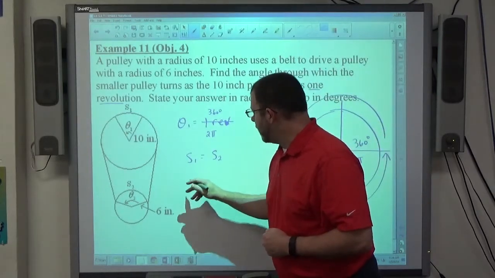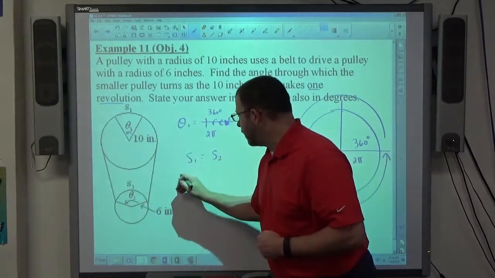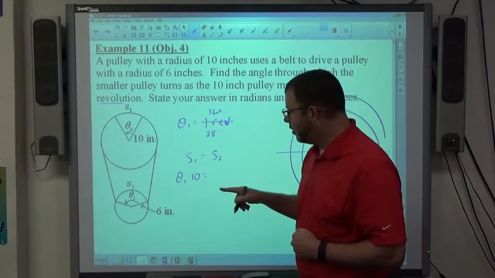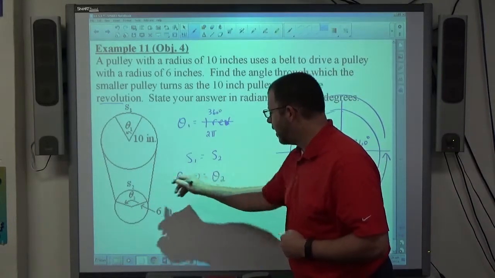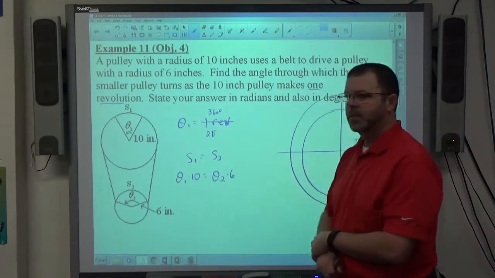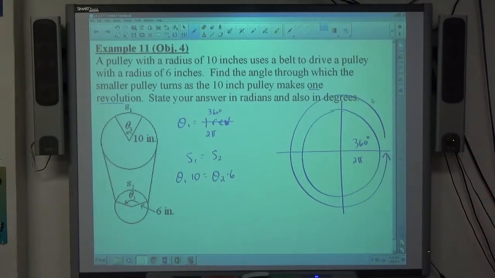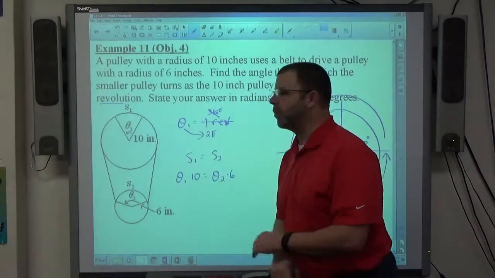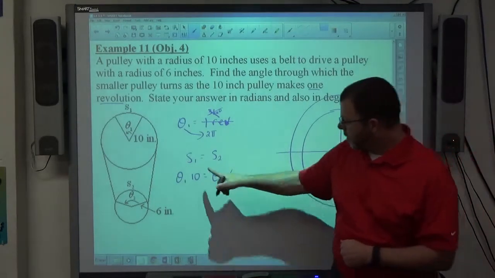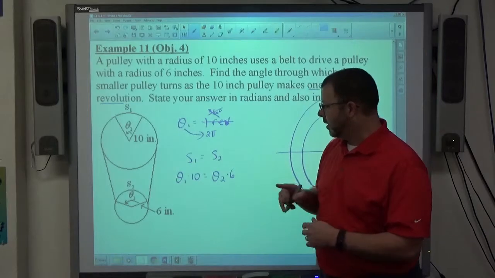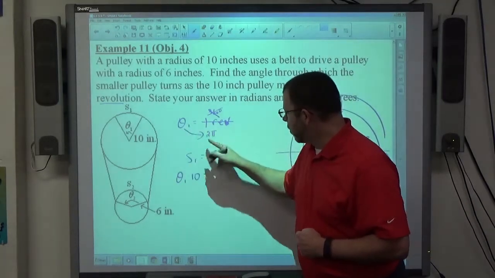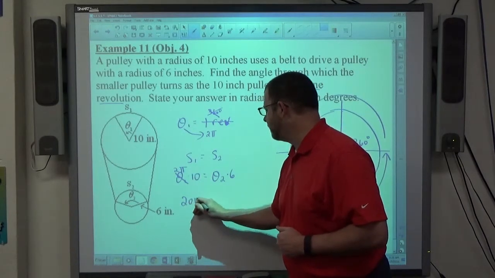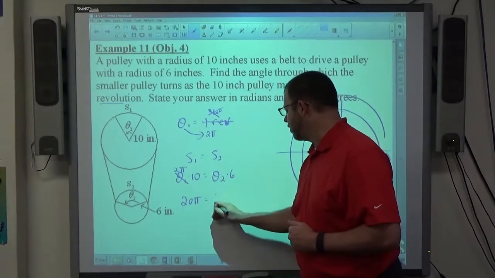And I know that S1 is simply r theta, where theta sub 1 is the angle and r1 is 10 inches. And S2 is r2 theta sub 2, where r2 is 6 inches. Using that formula, because we're dealing with radian measure, which is what we're going to choose to use, theta sub 1 is 2 pi radians. So r times theta is equal to r times theta for each pulley. Theta sub 1 is 2 pi, so 2 pi times 10 is 20 pi, and theta sub 2 times 6 is what we get out of that.